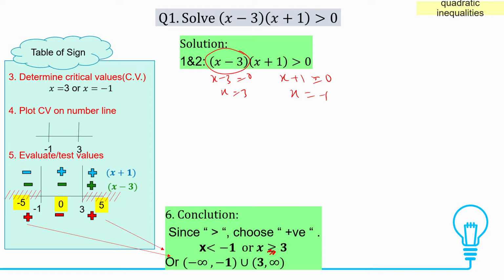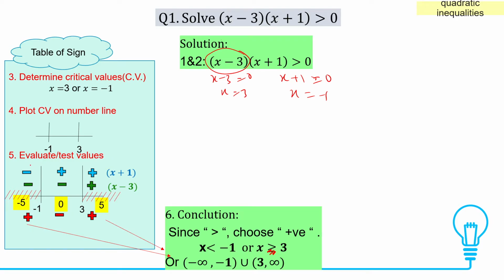Okay, then after that I go to 0. 0 substitute into the green one. 0 minus 3 is minus 3, so it's a negative value. So that's why I put negative here. After that, I use 0 substitute into the blue one. 0 plus 1 is 1, so I have a positive number. So I put positive here. After that, on my left hand side, I choose negative 5 just now, and I substitute into the green. Negative 5 minus 3 is negative 8, so this one is negative, and the last one I substitute negative 5 into here, I get negative 4, so this is negative.